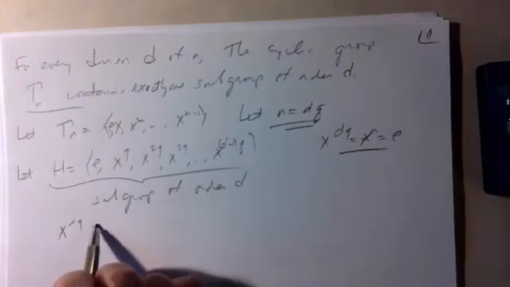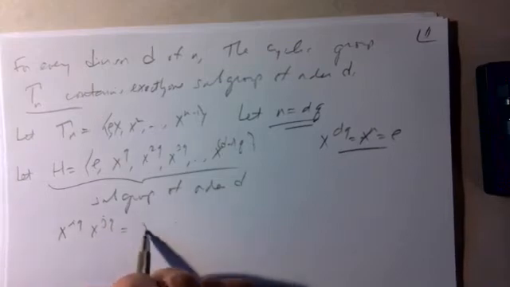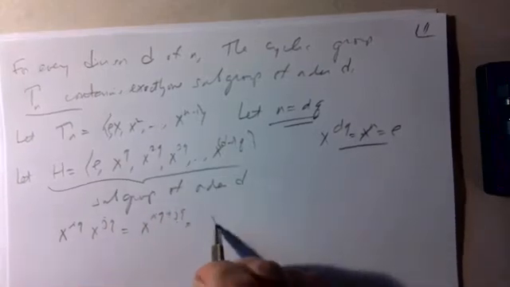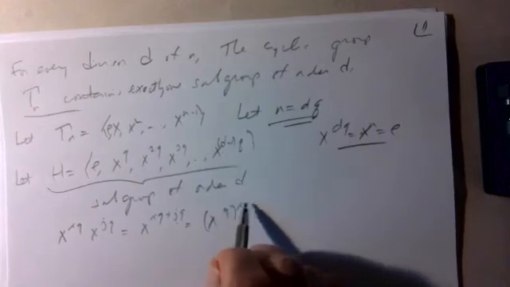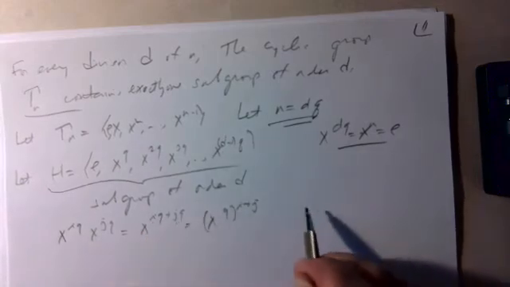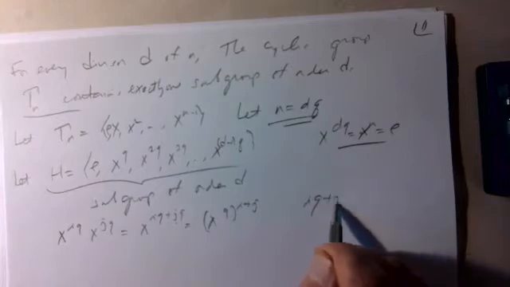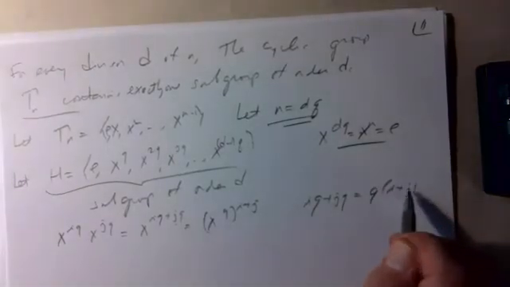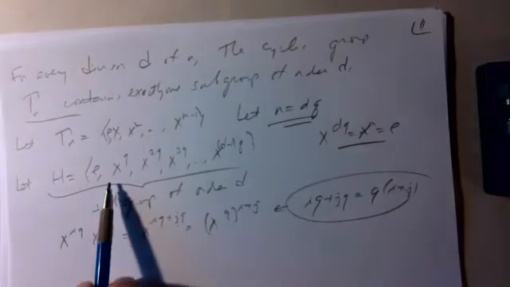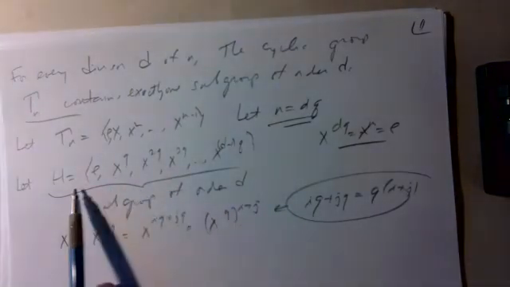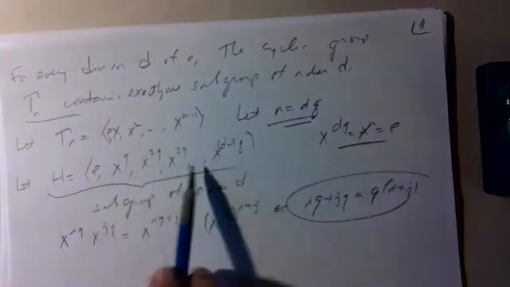x to the iq times x to the jq is x to the iq plus jq, which is x to the q times (i plus j). So the product of two powers of x to the q is another power of x to the q. So this set is closed under multiplication.